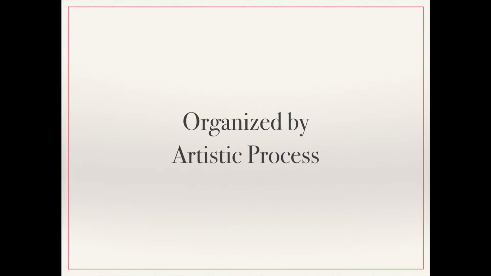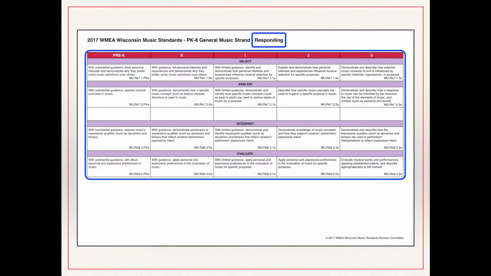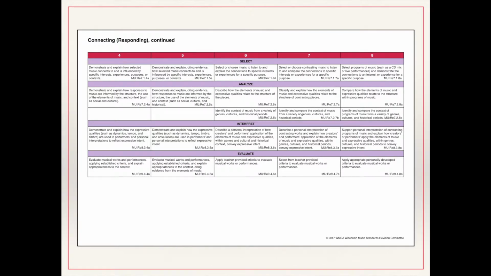Here's an example of the same pre-K through 8 strand, this time organized by artistic process. You can see on this version that we are looking at the responding category, and you can see in red that all grade levels are included. Once again, the numeric identifiers are in the bottom right-hand corner of each box. This particular page takes us from pre-K up through grade 3, and then the next page goes from grade 4 through grade 8.